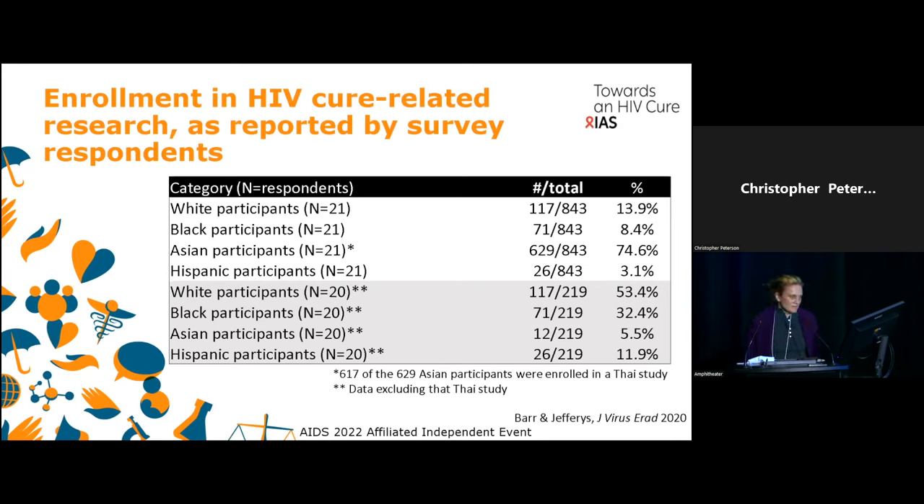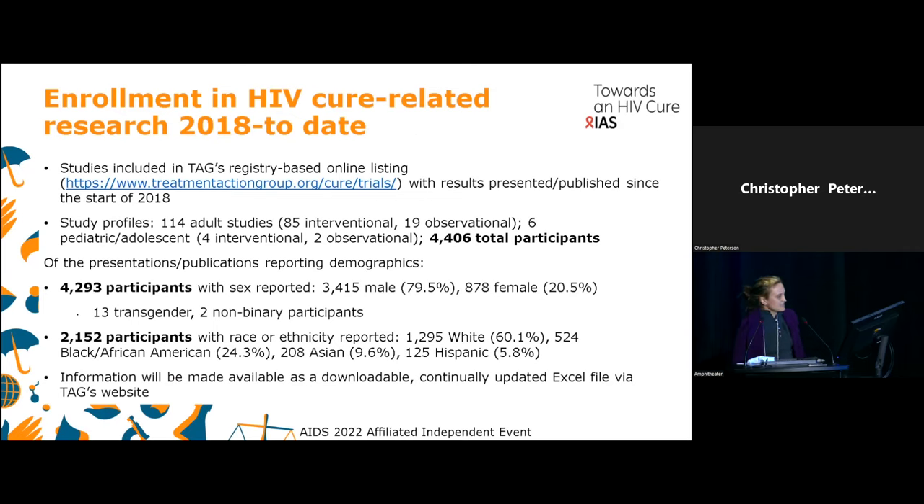So this data is from 2019, and Richard led a really nice analysis looking at what has happened to date. And this is ongoing and will continue to be updated. For this, we have looked at all of the results that have been presented and published since the start of 2018. So this is just the data that has been reported by researchers. Of the presentations and publications that reported the demographics of their participants, there were 4,293 participants whose sex was reported. 79.5% were male, and we have crossed the 20% threshold. 20.5% of participants were female. 13 participants were reported as transgender, and 2 were reported as non-binary.